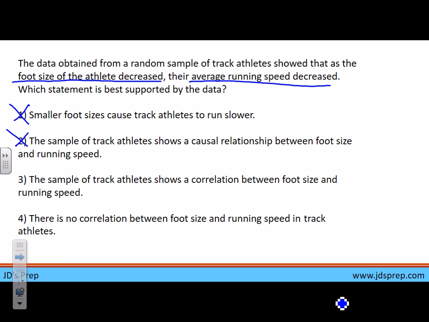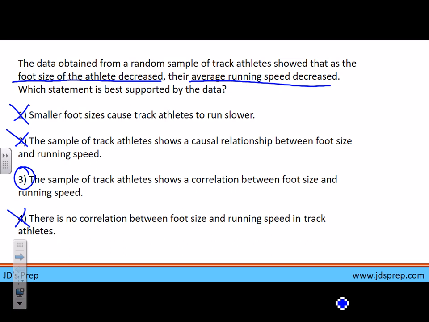So that statement number 4, saying that there is no correlation at all between foot size and running speed, would require that there is no pattern for us to identify. But since we're told that there is, that last statement must also be false. So the one that is best supported by the data giving us this observation of the foot size decreasing, influencing the running speed decreasing, is going to be number 3, which says the sample of track athletes shows a correlation between foot size and running speed.